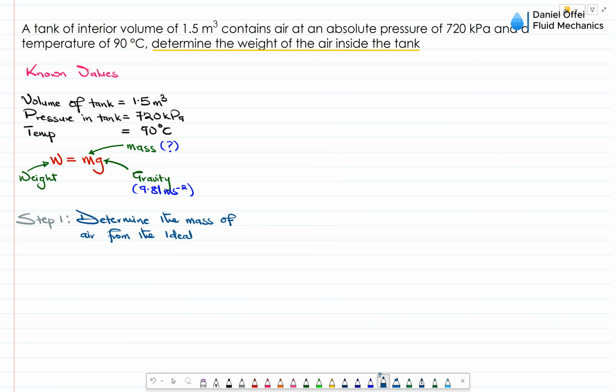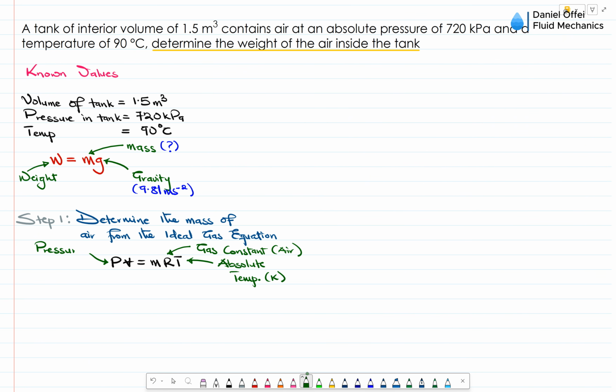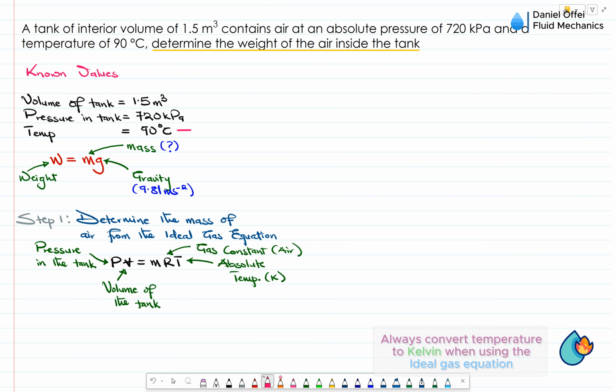Let's solve the question in steps. So step 1, let's determine the mass of air from the ideal gas equation, where PV equals mRT. Always remember to convert your temperature to Kelvin when using the ideal gas equation.